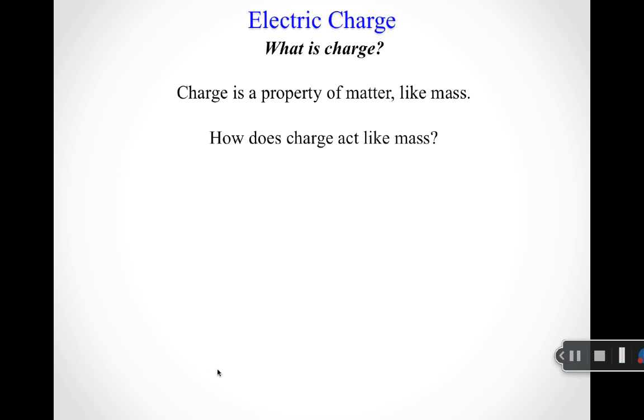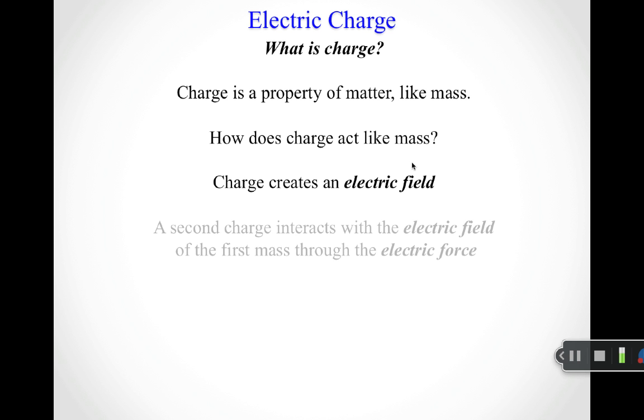So let's come back to the way that we set up mass on our very first slide. We say if charge is a property of matter like mass, then how does charge act like mass? And again, this is previewing what we're going to spend the next several weeks talking about. But the big idea here is charge creates an electric field. So if I have empty space, there's nothing out there, and I bring some charge into that space, it's going to generate an electric field. If I then bring a second charge into that electric field, the second charge is going to interact with the electric field of the first charge through the electric force.